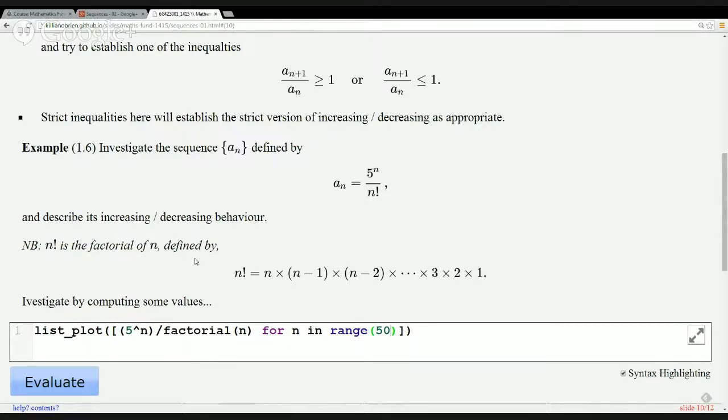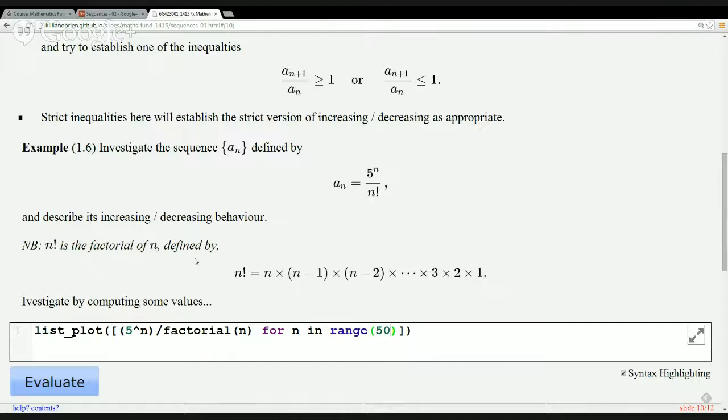We'll look at this term an plus 1 over an. Or you could look at an divided by an plus 1. That doesn't matter, as long as you're looking at the ratio between consecutive terms, and you remember that when you're looking at the ratio, you're comparing it to 1.